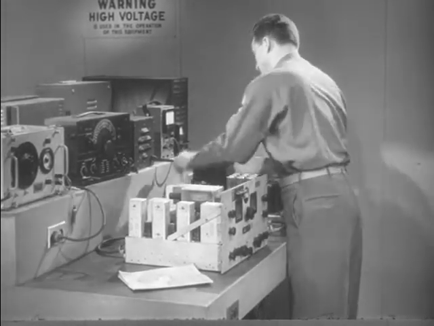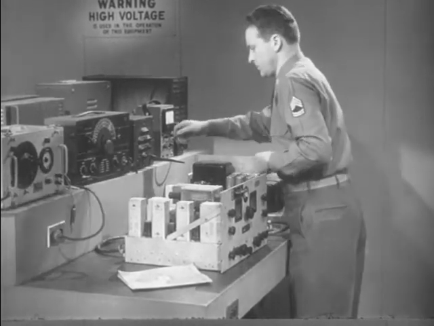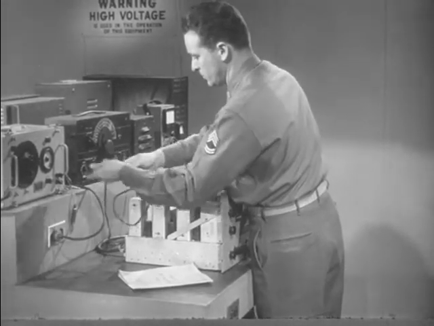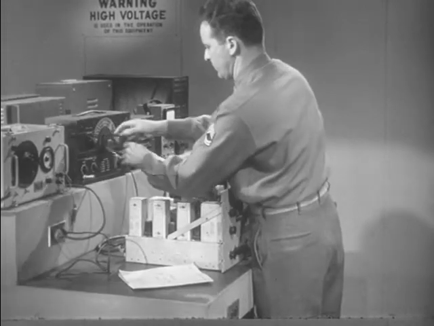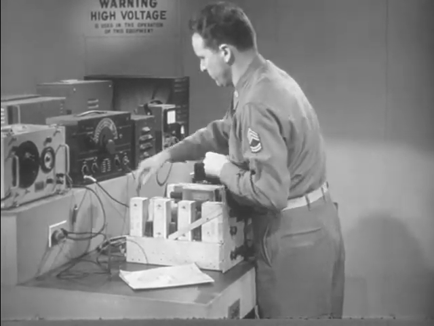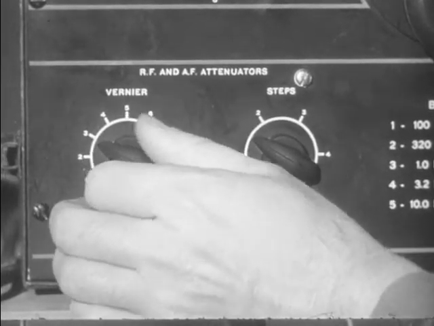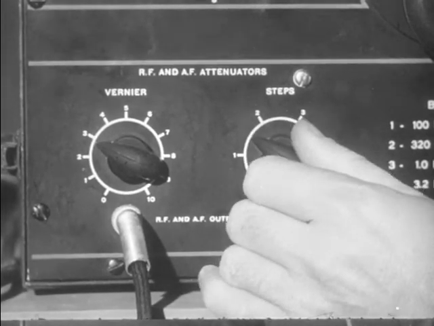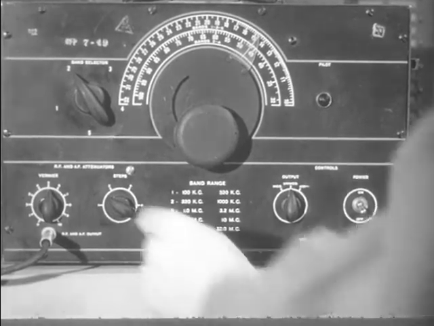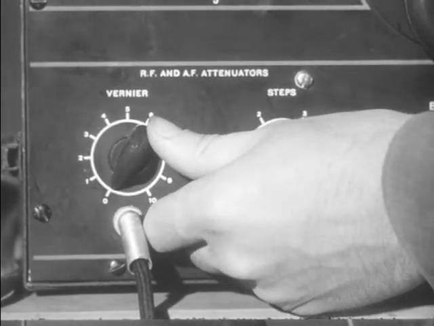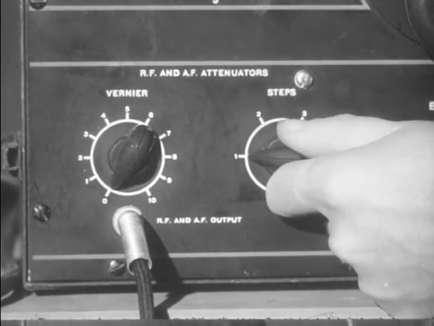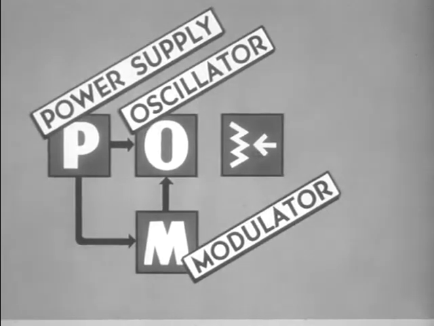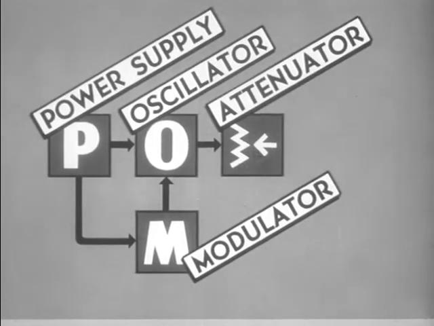But before connecting the signal generator to the equipment to be tested, the strength of its output must first be controlled. The controls used for this purpose might be compared with the volume control of a radio receiver, only here transmitted energy is being controlled. These controls are called attenuators. One is for fine control, the other for broad control. In preparing the signal generator for operation, the attenuators should always be turned to the position of minimum output, since a low rather than high output is desirable in most testing operations. And so the attenuator is added to the circuit system.